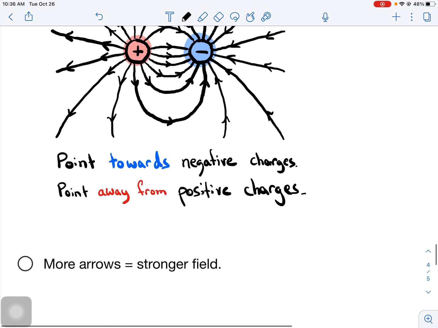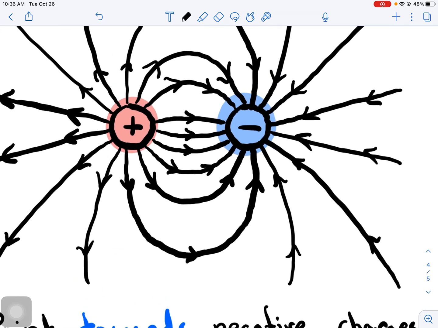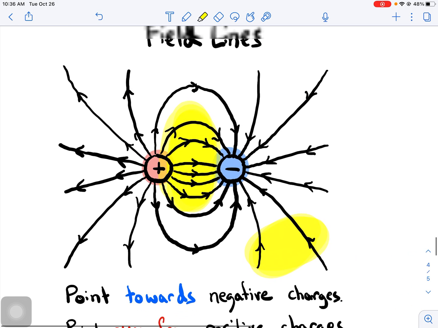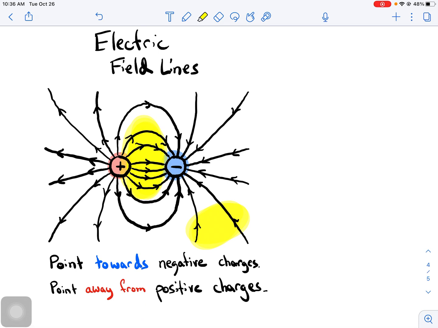Just know too that the more arrows means a stronger field. So there's sort of a greater density of arrows in this region versus maybe this region out there. So the field is stronger in this middle zone right in between them versus way out here. And that's all you need to know for now, but that is the basics to electric charge and electric fields.